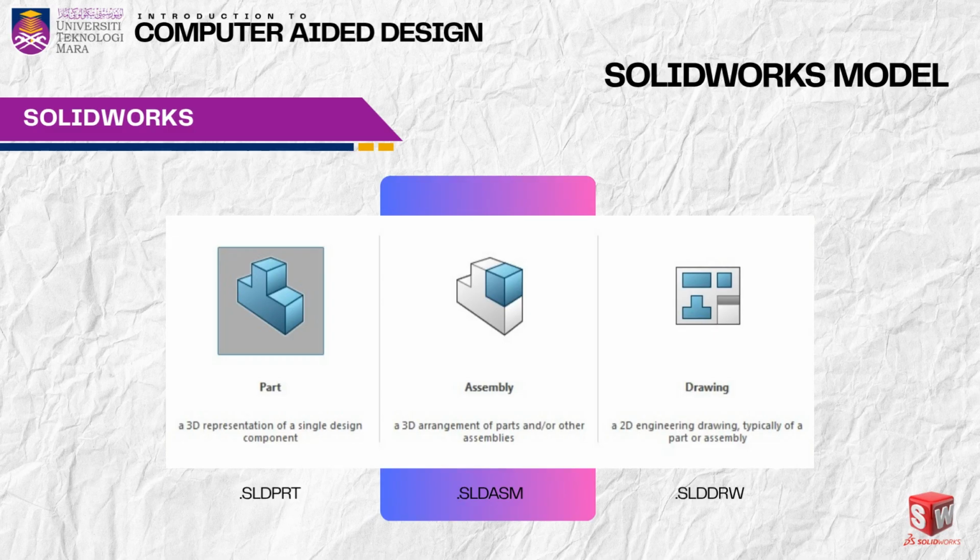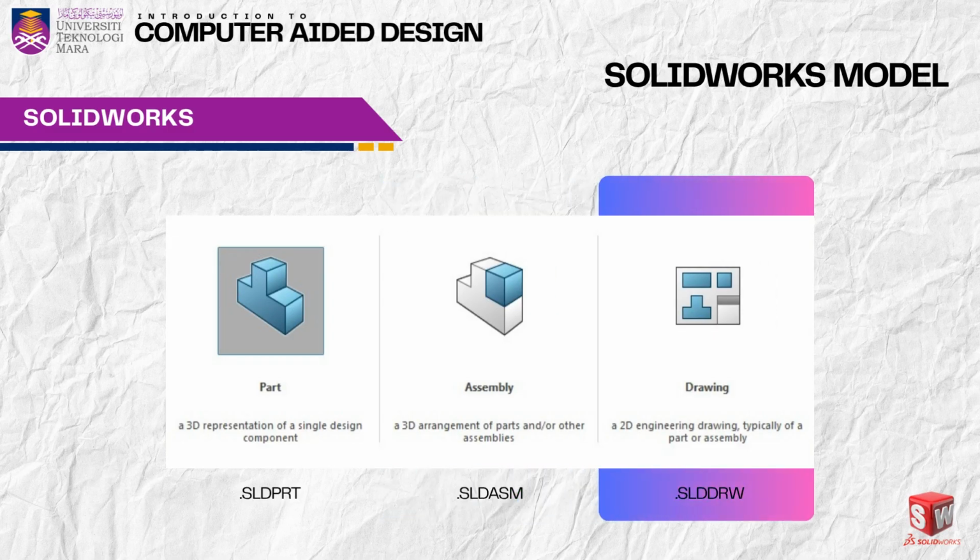For instance, if you're designing a bicycle, the frame, wheels, chain, pedals, and handlebars would each be modeled as separate part files. These parts would then be combined in an assembly file, allowing you to see how the components fit and interact. Assembly files use the extension .sldasm. In assemblies, you can apply relationships known as mates to align, fix, or allow movement between parts.